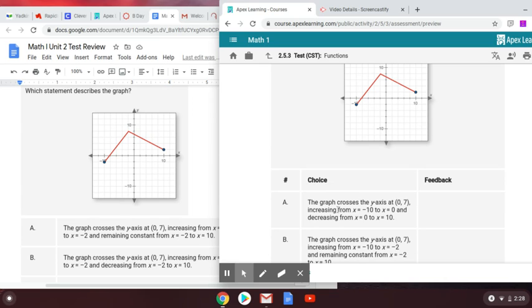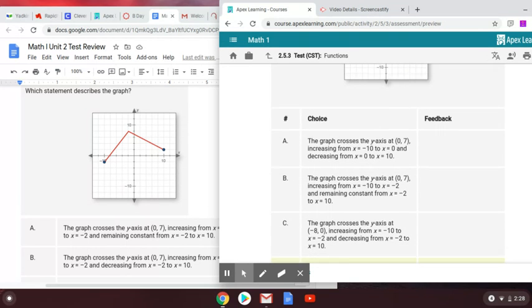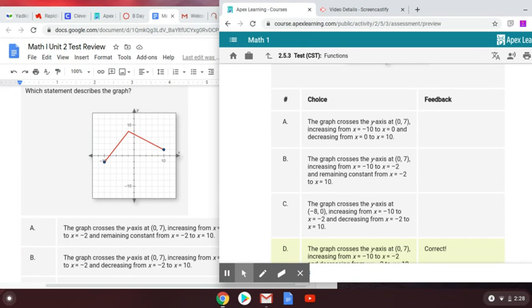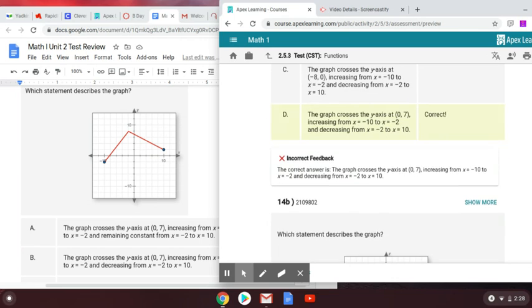And again, eliminate the ones that are not true. Like A, it crosses the y-axis at 0, 7. Yes, that's true. It's increasing from -10 to x is equal to 0. No, it doesn't go that far because it stops at -2. So you could eliminate that and just read each one carefully until you find the one that is correct.